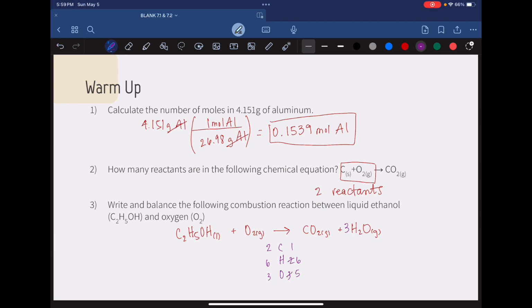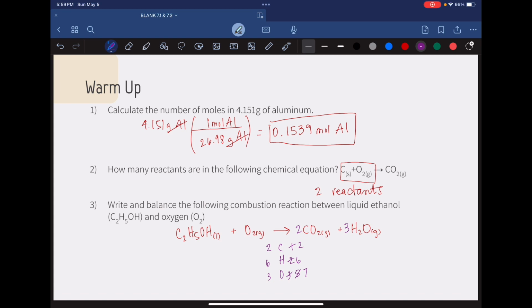Now I have to balance those carbons. I'm not going to balance the oxygens yet because oxygen is in too many different compounds. So I'm going to put 2 in front of the CO2 to balance out my carbon. 2 times 2 will be the 4 plus the 3 on the other side with the water leaves 7. And so I have 3 oxygen on my reactant side.